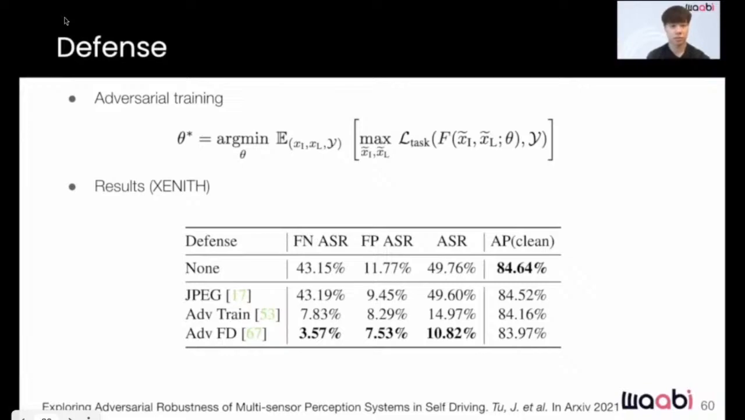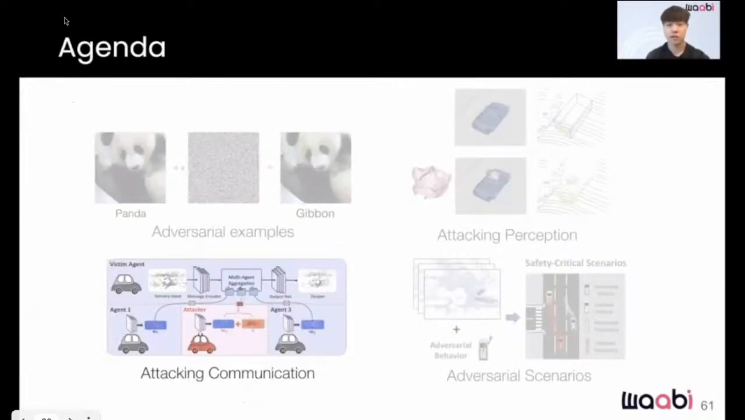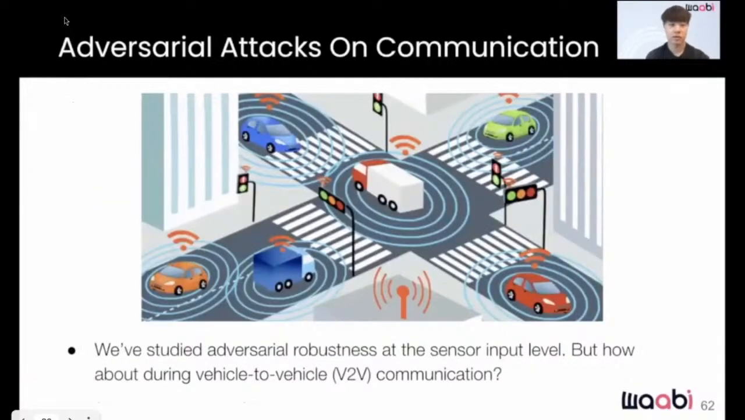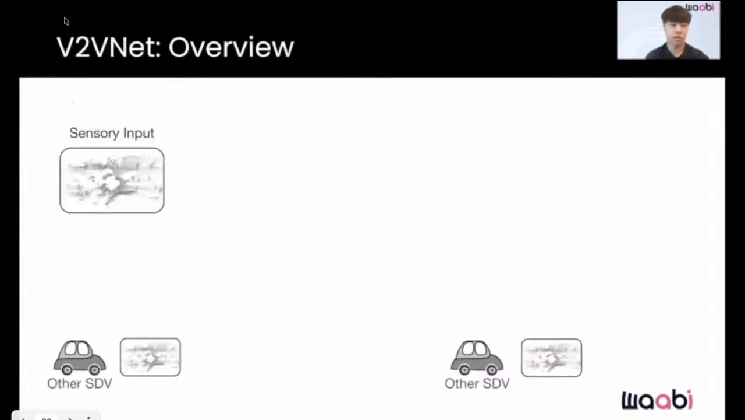Now let's talk about adversarial attacks against communication. We've studied adversarial robustness at the sensor input level, but how about during vehicle-to-vehicle communication? First, we'll give a refresher on V2V.